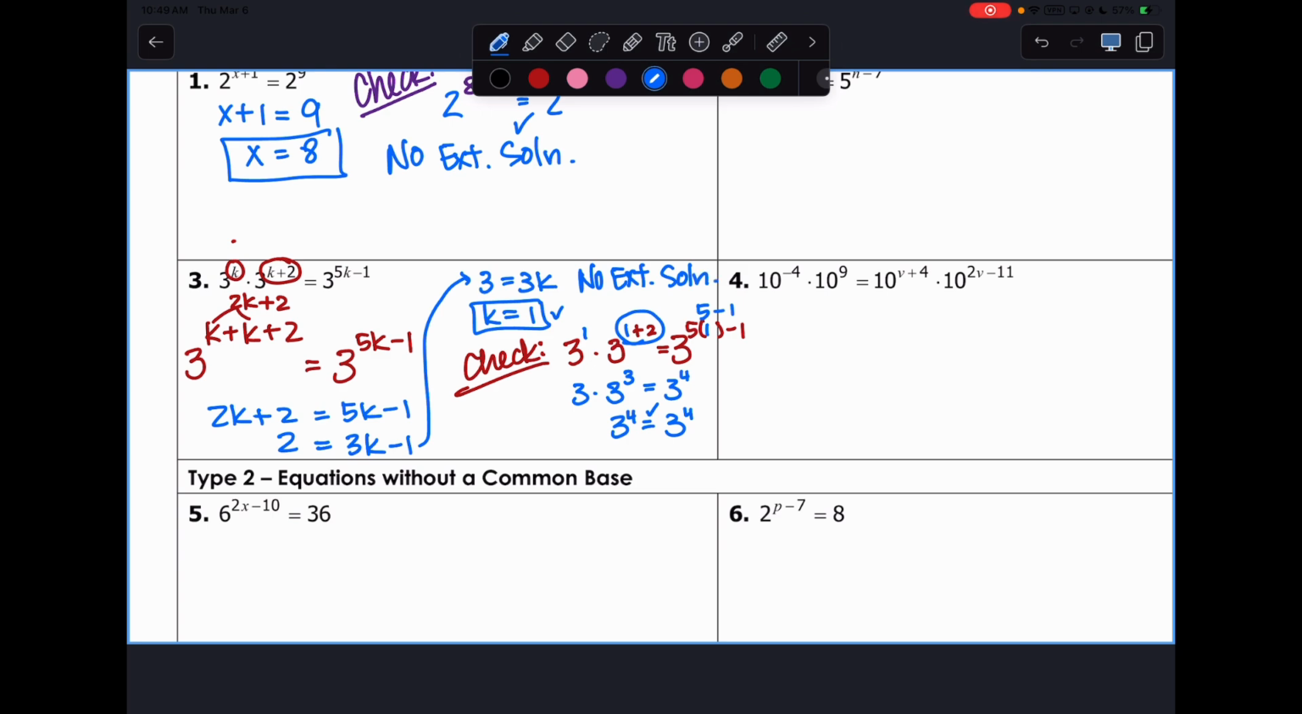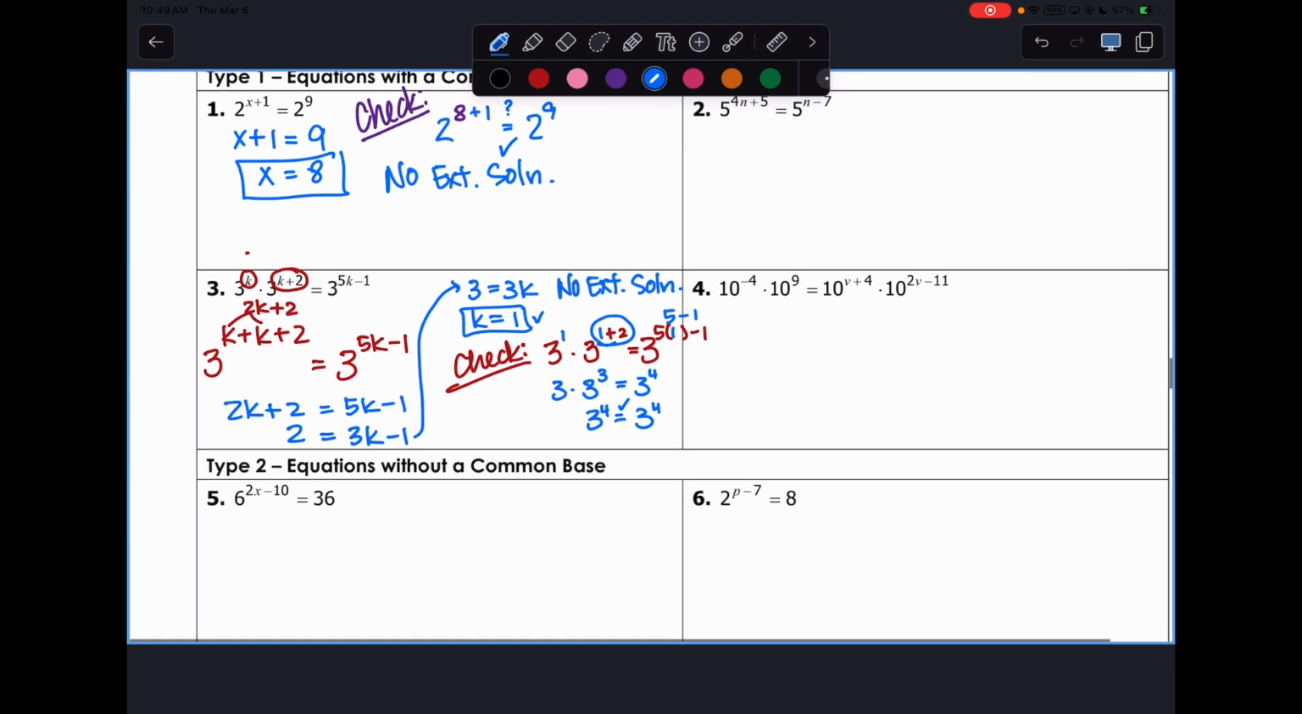Okay? All right. Do you need me to work on number 4 with you? I think I do. You want to try it and check? Product rule again. On both sides this time, you want to add the exponents. So add negative 4 plus 9. Add b plus 4 plus 2b minus 11. And write it as a single, same base.